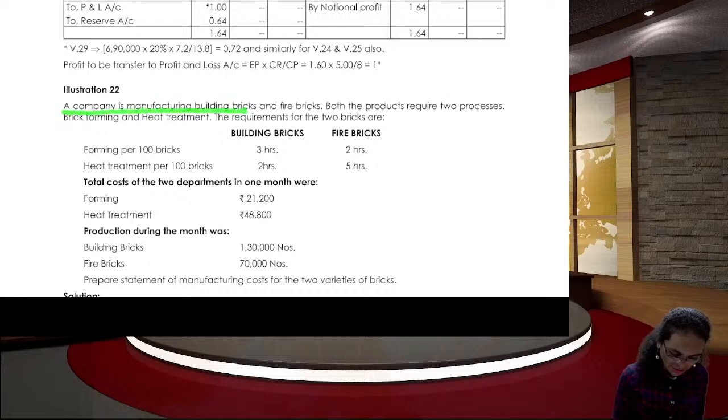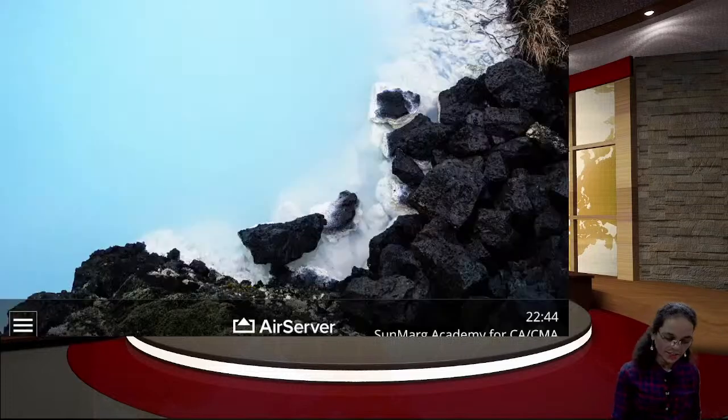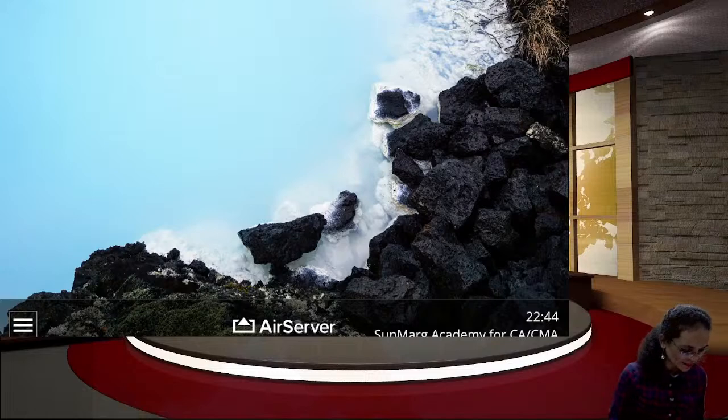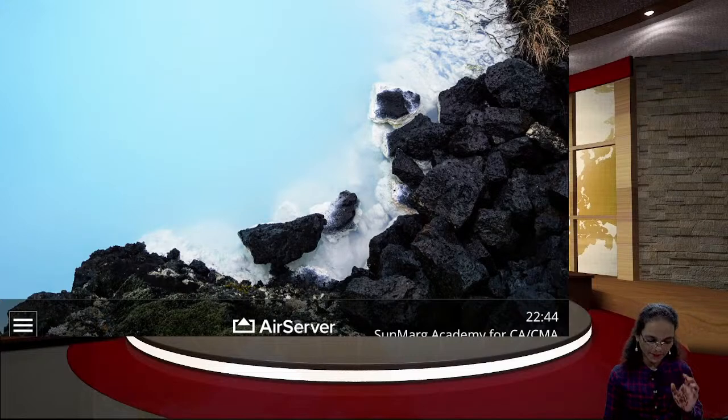A company is manufacturing building bricks and fire bricks. Both the products require two processes, bricks forming and heat treatment. For forming 100 bricks, 3 hours are required, and 2 hours for the same in heating. This is also an important problem, which can be expected in the exam. Here we are asked to prepare a statement of manufacturing cost for the two varieties of bricks.